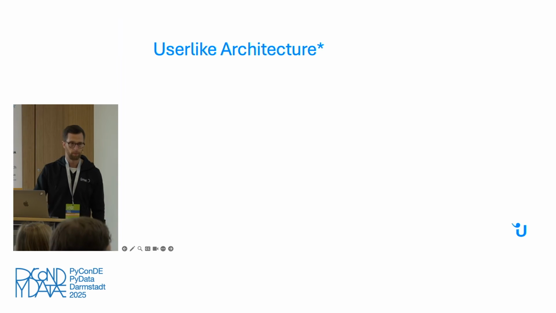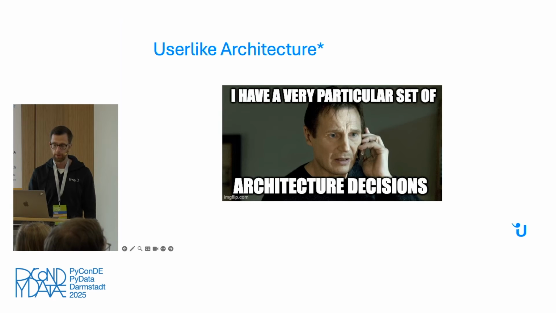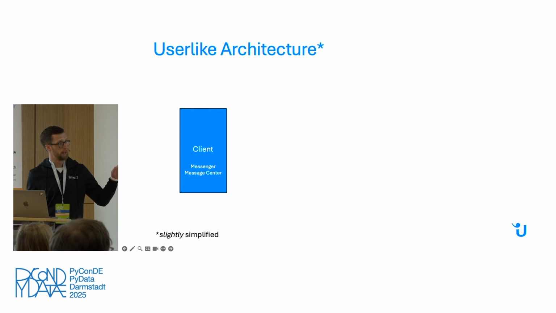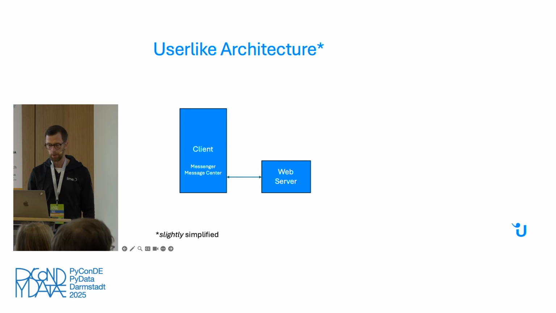So let's quickly talk about the architecture. The application has been around for a while, so as you can imagine, any architecture diagram is slightly simplified. On the one side, you have a client that is either the messenger widget or the message center. All these messaging channels like WhatsApp are basically webhooks, so we ignore them in this picture. And these clients talk to a web server via HTTP and a WebSocket server with a WebSocket.